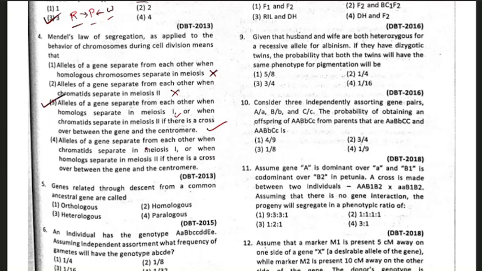And alleles of genes separate from each other when chromatids separate in meiosis 1. But in meiosis 1, there is no chromatid separation we can find. So this is again false.